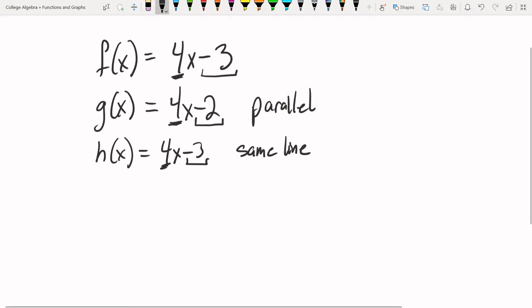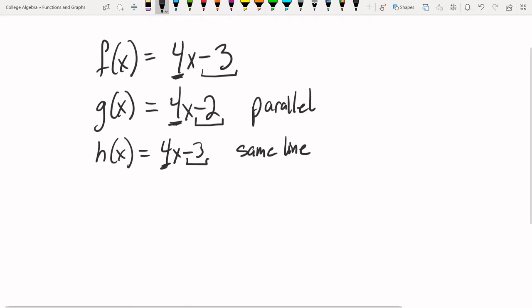Parallel lines never cross. They're parallel. They technically do cross at infinity. That's a different type of topic, but the lines never intersect, meaning there's no way you can have a point on both. However, if you have the same lines like f of x and h of x, they cross infinitely many times. It's very different than being parallel. Even though they have the same slope, they're not parallel.